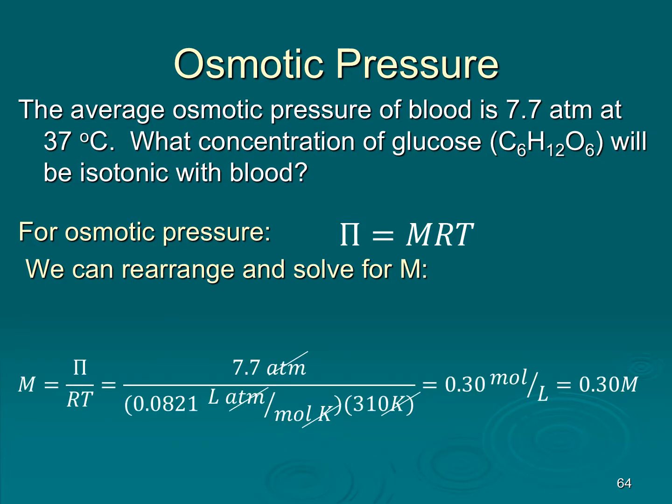Okay, so plug in pi, 7.7, divided by R, 0.0821, divided by T, which is 310. Notice that the temperature in Kelvin cancels, the atm cancels. We end up with 1 over liter over moles. So if you invert and multiply, you get moles per liter, which is molarity. So do that calculation, and you find out that a 0.3 molar glucose solution is isotonic with blood. And so that would be the concentration that you would want to get if you were in the hospital.